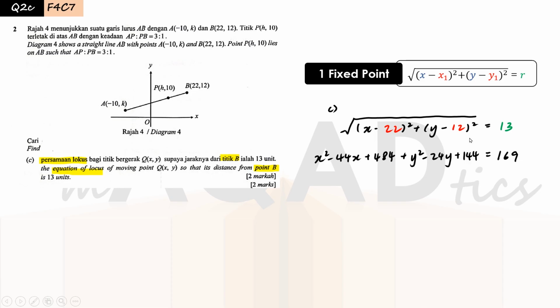And here the things inside the square root, we expand it out. And then for the next line, just move everything to the left side and simplify. So this would be our answer.